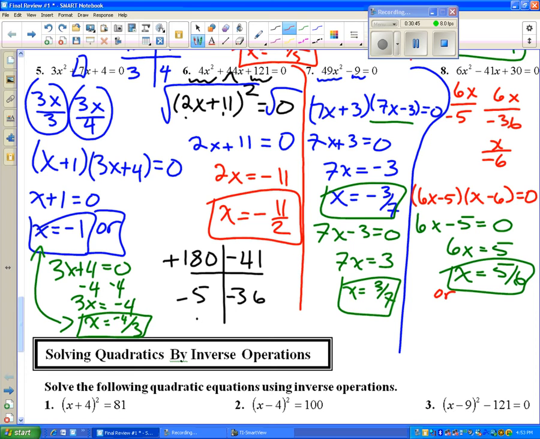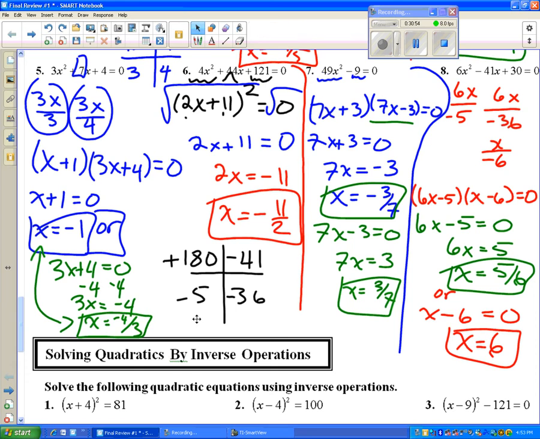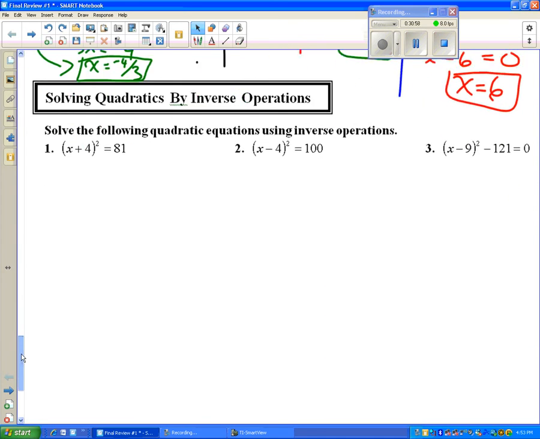Or x minus 6 is equal to 0. Add 6, x is equal to 6. Those are my two answers. All right, keep going down.